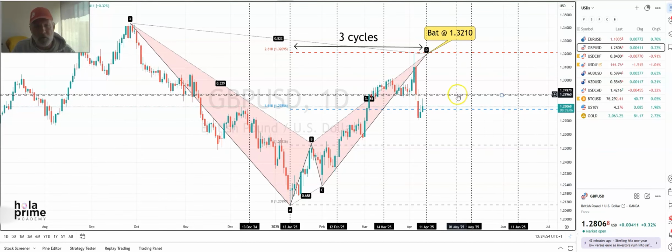When we go to sterling against the US dollar, we've got a back formation completing at 1.3210. I've got some resistance here, 1.2897. I think that's going to hold as an upside barrier.